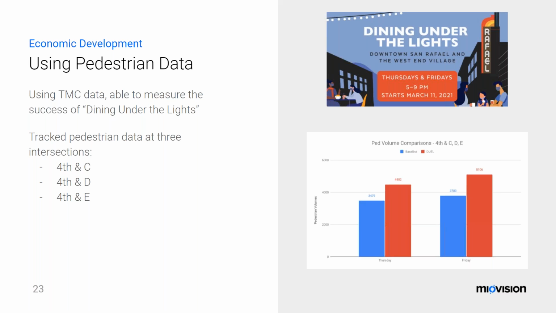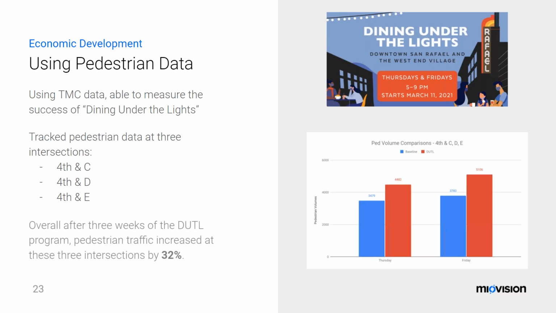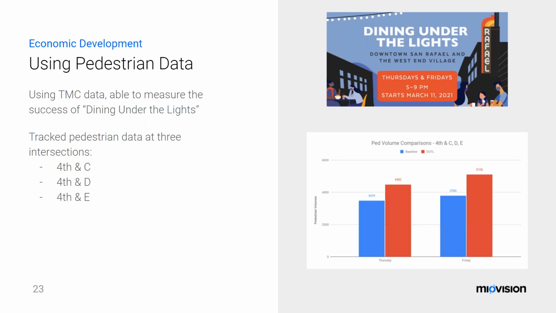So I looked at 3 of the intersections where vehicles were no longer operating during that time: 4th Street and C, 4th Street and D, and 4th Street and E, and set a baseline of data from a month before that, looking at Thursdays and Fridays, which you can see here is the blue data. That's daily pedestrian volumes.